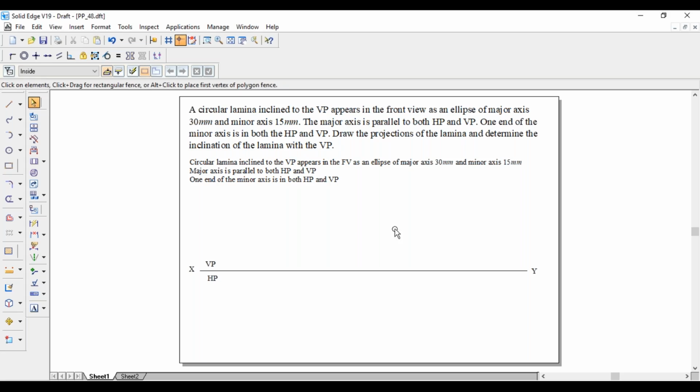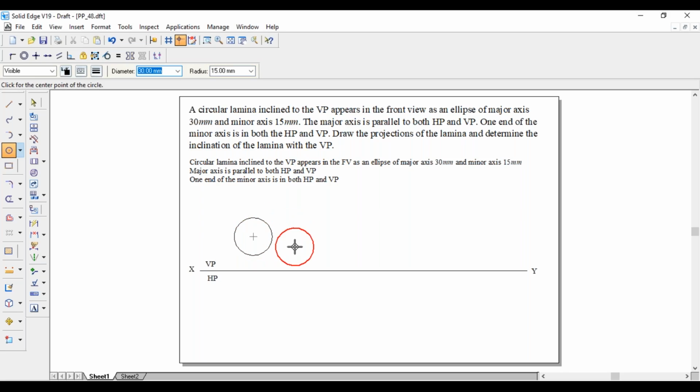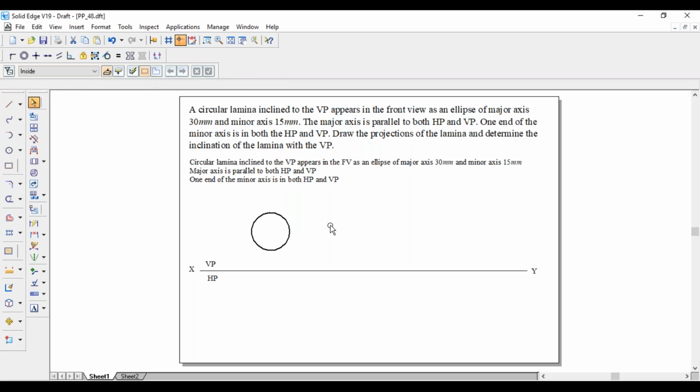The dimension for the lamina is 30 mm diameter, because the major axis will not change, only the minor axis will change in the second position. So the major axis, whatever it is, the same thing will be there. That is 30 mm he has given. So 30 mm is the diameter, so 15 mm is radius. Construct a circular lamina. So the dimension for this circle is 30 mm diameter or 15 mm radius.